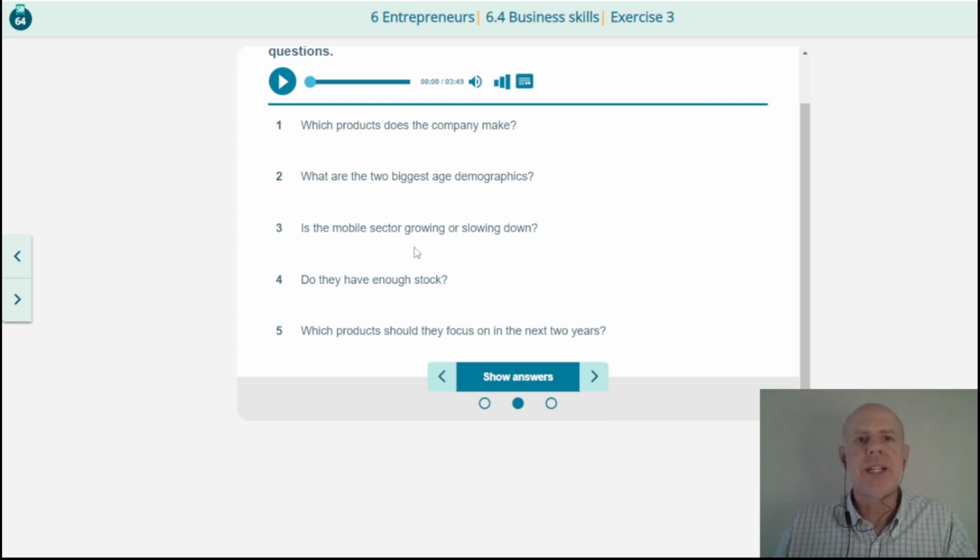Is the mobile sector growing? She used the word sharply. So it's growing very fast, right? Do they have enough stock? No, she said they need to take a loan, to borrow money, to buy more stock because they're selling a lot. Which products should they focus on the next 2 years?